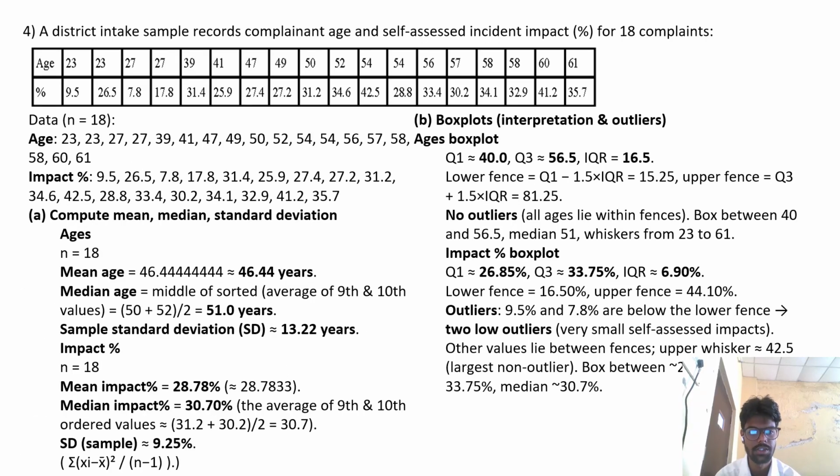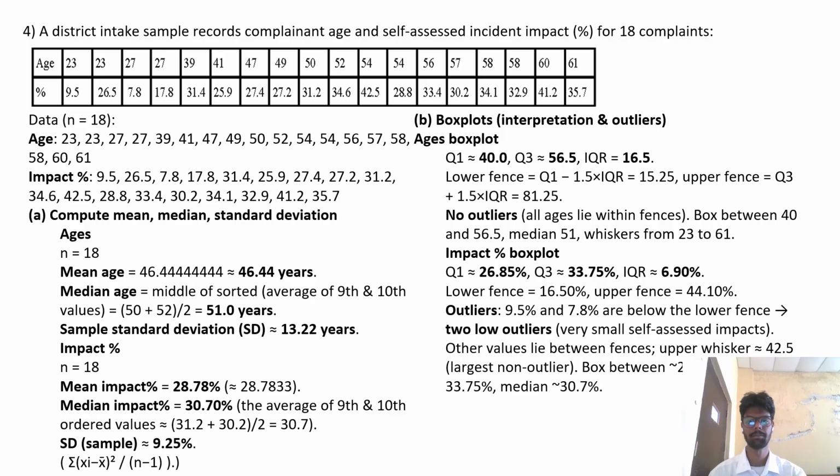Fourth, we have district intake sample records: complainant age and self-assessed incident impact percentage for 18 complaints. So we have been given the ages 23, 27, till 61, and then the incident impact percentage given for each value. So n equals 18, 18 complaints on file. Now we are computing the mean, median, and standard deviation.